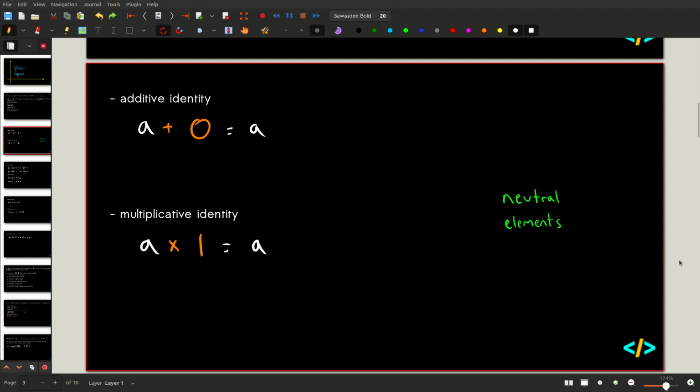I just need to change some settings. So yeah, that's additive and multiplicative identities. It just doesn't change the actual result.